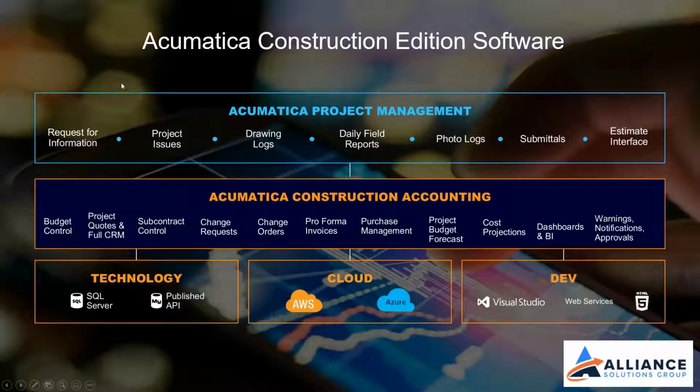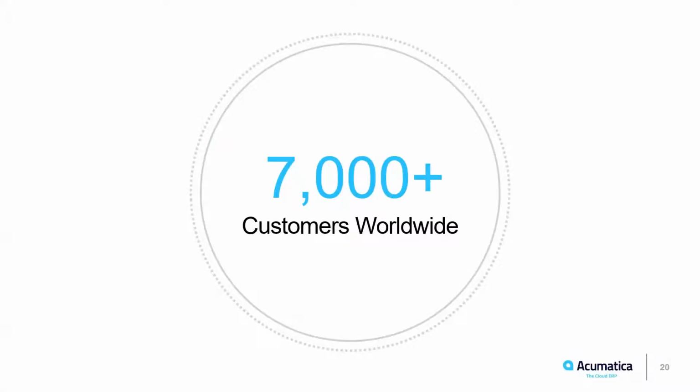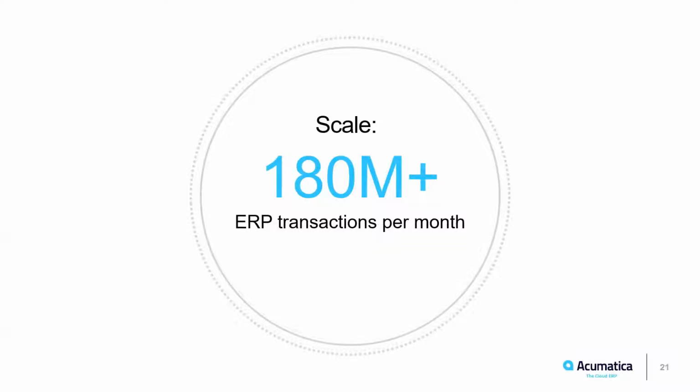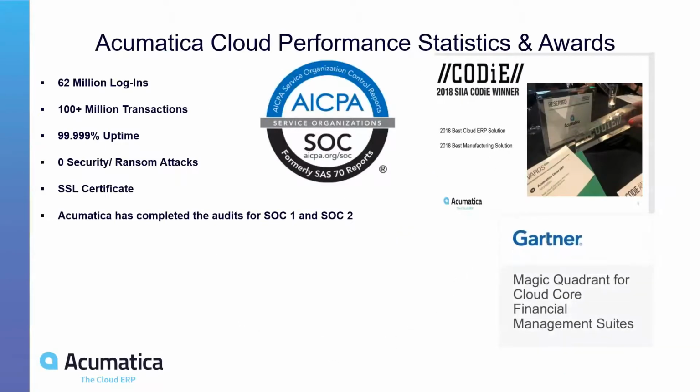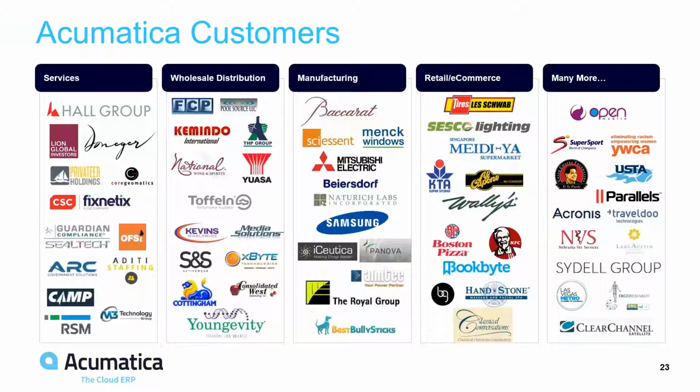And then if you want to add on top of that, there's a project management module. So we can get into RFIs and daily fields and bringing in estimates from other systems. Adding the project management to the construction version is really where we pull in the full construction side. Again, over 7,000 clients worldwide, 180 million transactions per month, both SOC 1 and SOC 2 compliant.